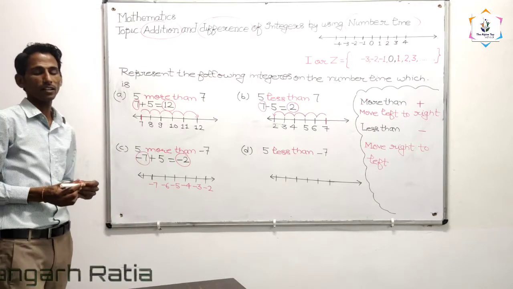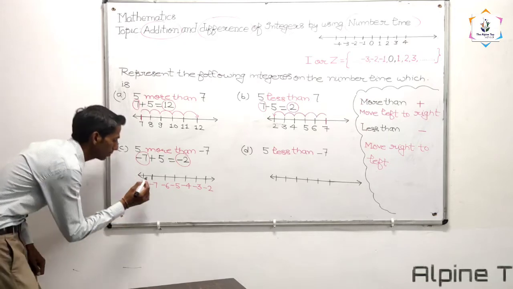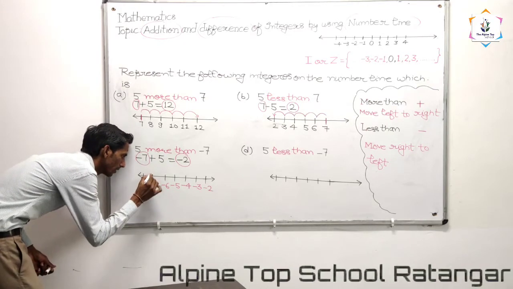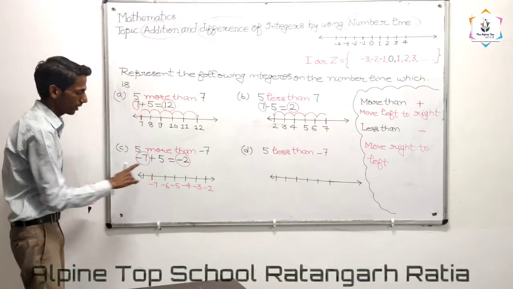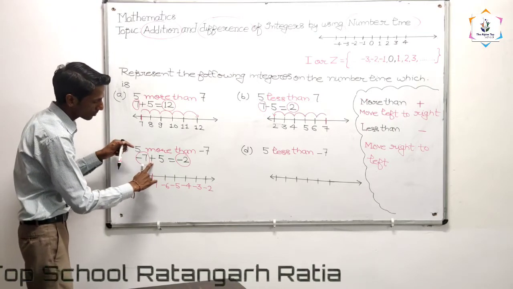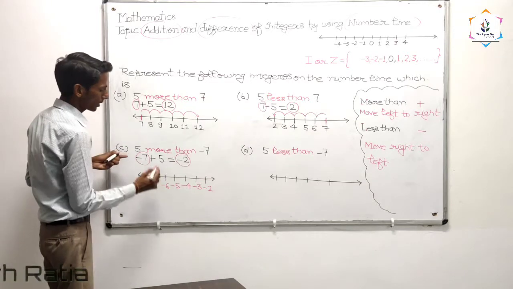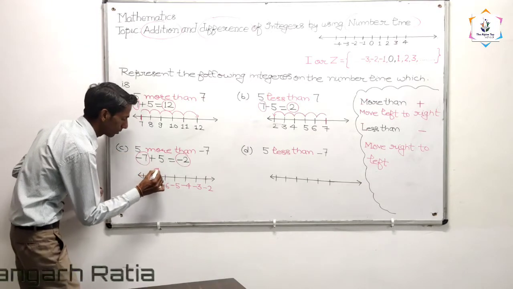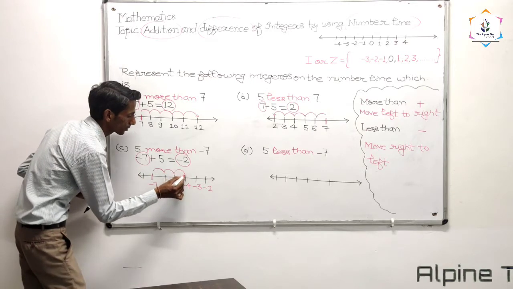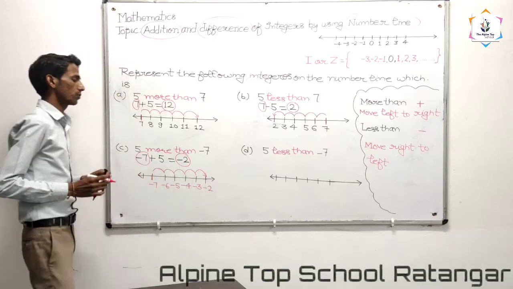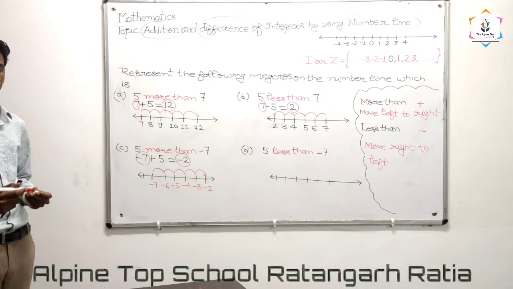Now what is the starting position? The starting position is minus 7. This is the beginning position. Now according to more than, it means the plus symbol, we have to move from left to right. How many steps? 5 steps we have to move: 1, 2, 3, 4, 5. This is the way to sort out this type of problem.